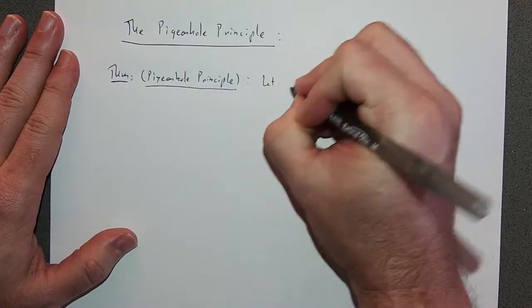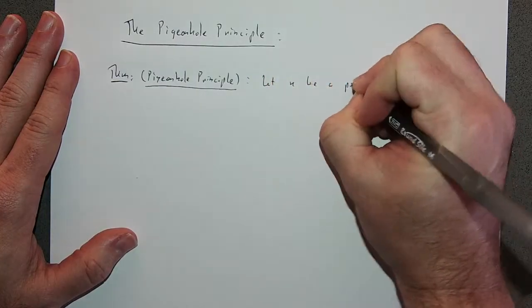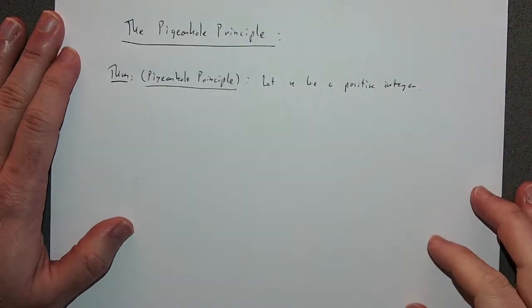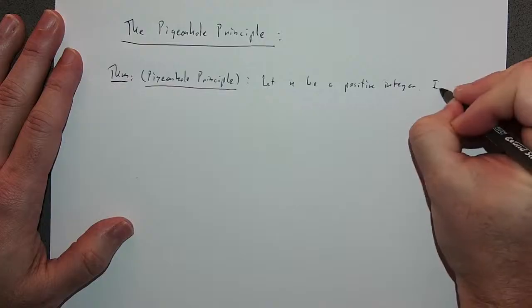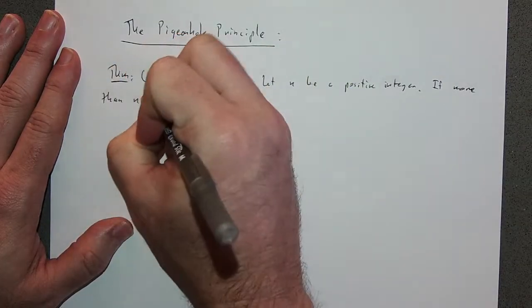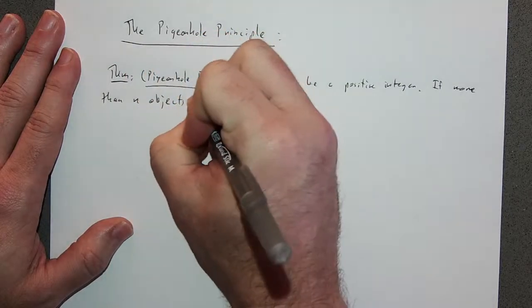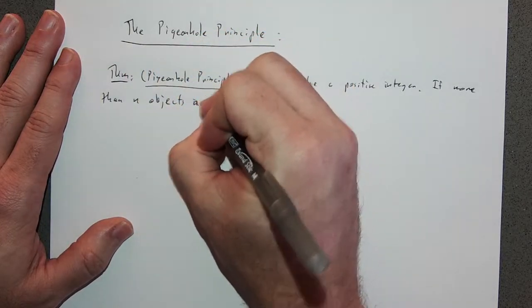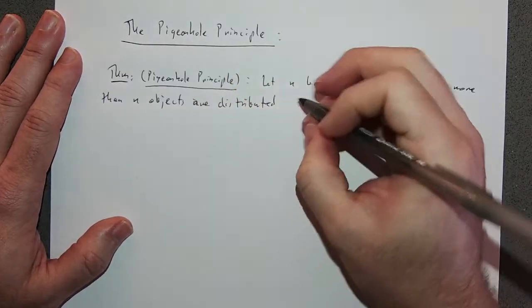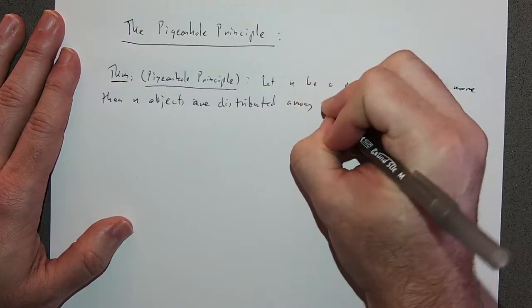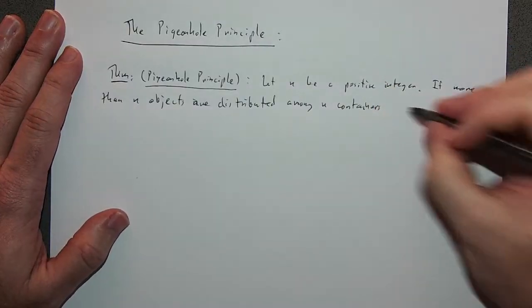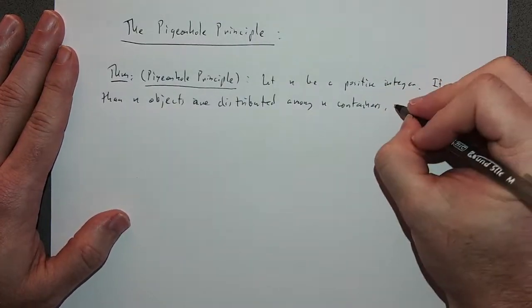Let n be a positive integer. If more than n objects are distributed among n containers, then some container must contain more than one object.